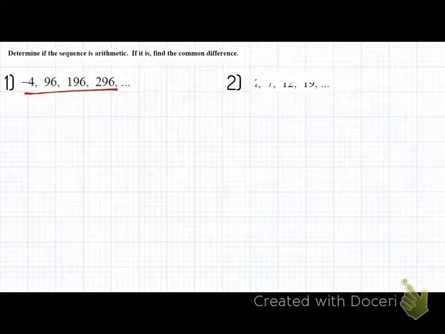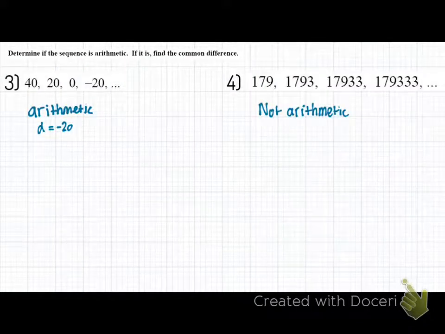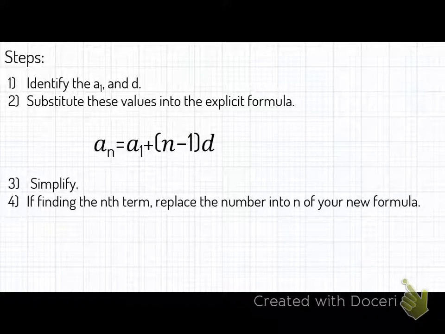Let me go up ahead. Here are the steps that we're going to do today. We're going to identify a sub 1, which is the first term, and d, which is the difference, and then we're going to put them into this explicit formula, which is right here. And then we're going to simplify that, and then finding the nth term, replace the number into the n of your new formula. So take a moment to write these down if you haven't yet.